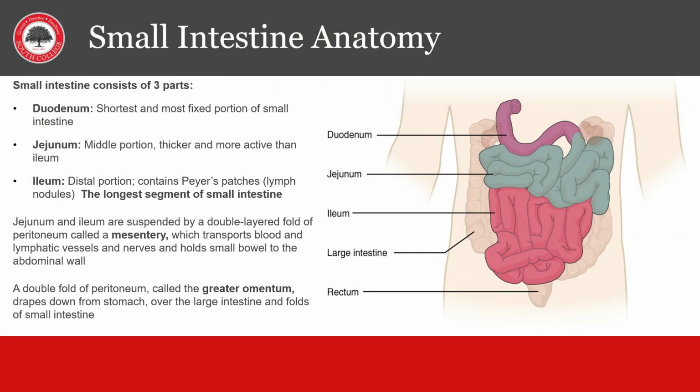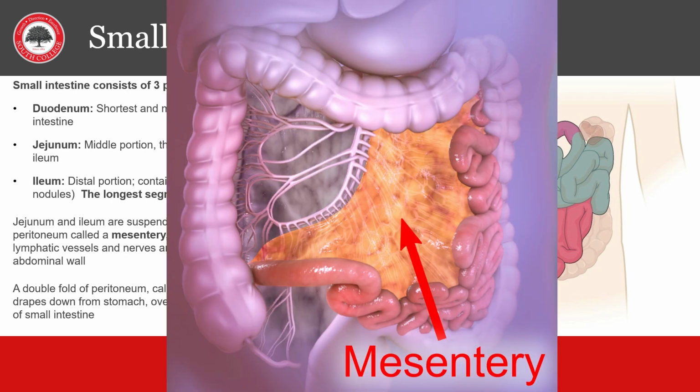The small intestine is made up of three sections: the duodenum, which is the shortest section; the jejunum, the middle portion, which is the thickest and more active; and the ileum, the third and longest segment of the three, which contains lymph nodes. The mesentery contains blood vessels from the small intestine and is part of the peritoneum, which holds the small intestine to the abdominal wall.